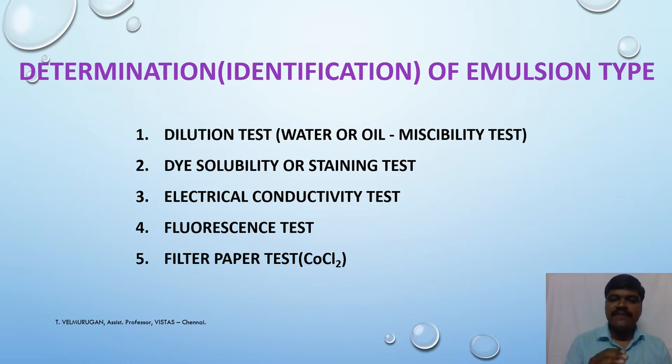Next, determination, that is, identification of the emulsion type. What type of emulsion you have, you can determine easily with the help of these tests. First one, dilution test. Second one, dye test or staining test. Third one, electrical conductivity test. Fourth one, fluorescent test. Fifth one, filter paper test.